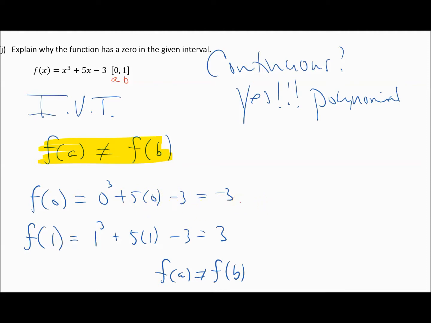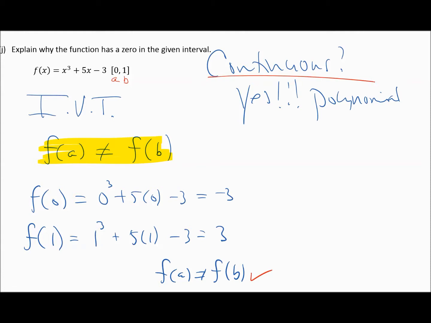And then I calculated f of b. b is 1, so I've got 1 to the third plus 5 times 1 minus 3. That gave me 6 minus 3, which is 3. And clearly, negative 3 is not equal to positive 3, so f of a is not equal to f of b. The next thing, and honestly, you might want to check this first.